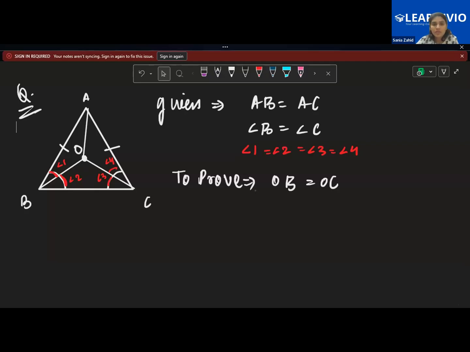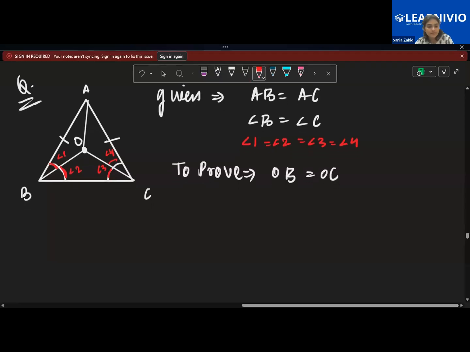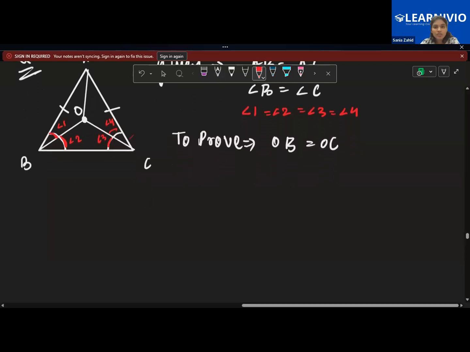Okay. So, children, first of all, who told me AOB and AOC? Yeah, Abdullah. See, we can take AOB and AOC and then prove them to be congruent and everything, but I have a shorter method also for this. And what is that method? Now, children, you focus on this triangle.